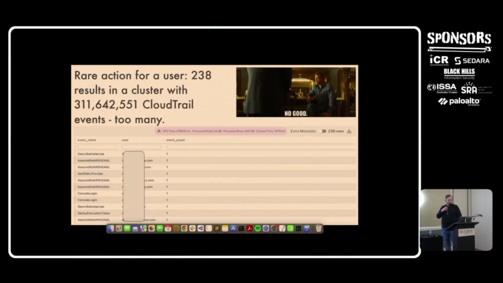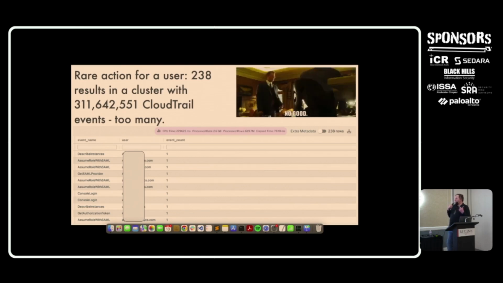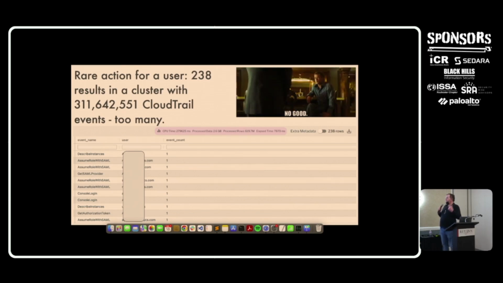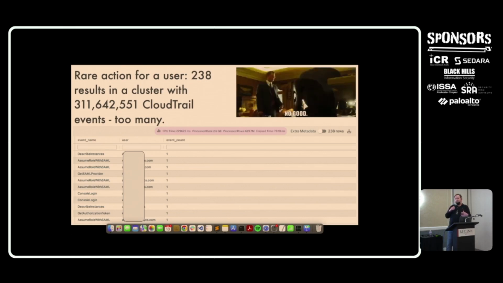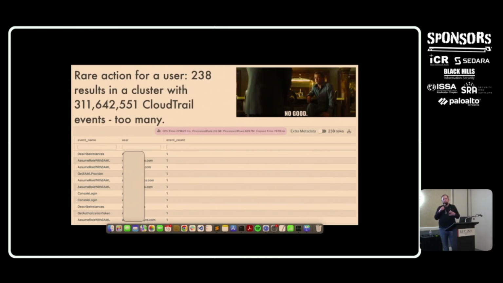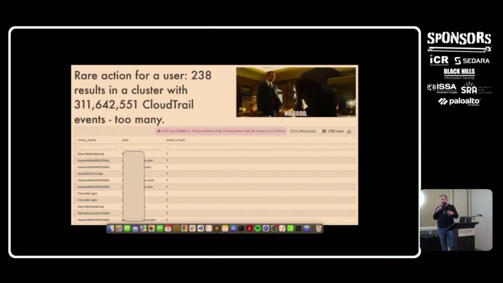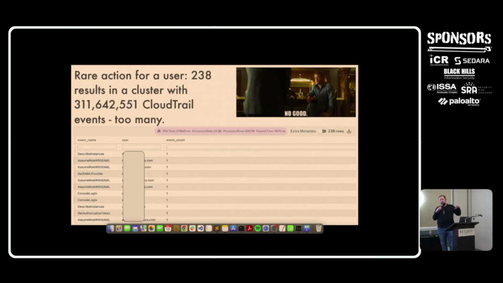So the reason I don't do rare action for a user is that even in a medium-sized data set with, say, 300 million CloudTrail events, there are too many normal outliers. If you say, show me the top N least frequently occurring rare actions for a user, there's just too many normal outliers, because like the scatter plot I showed earlier, most user contexts call the same actions over and over again many times, but there's a long tail of actions that they call occasionally.